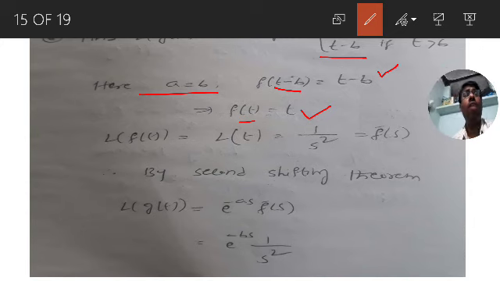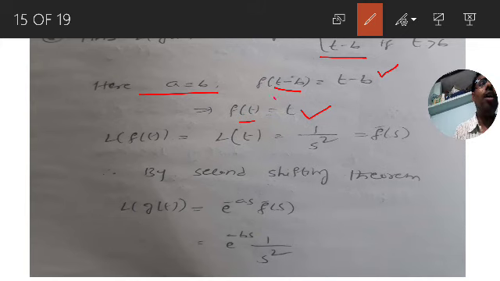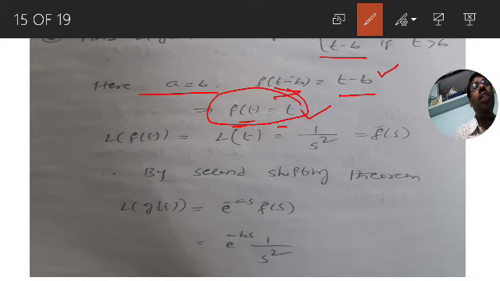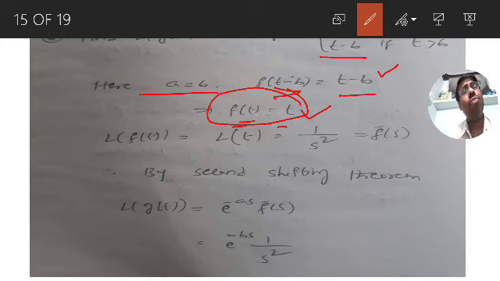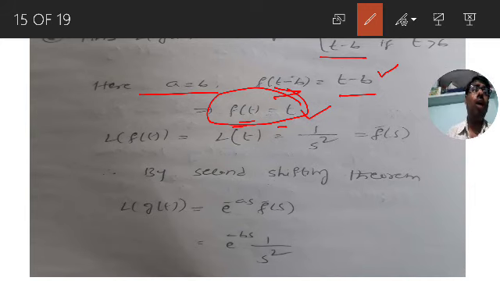Are you able to get it? F of t is equal to t. At place of t minus b, substitute t. So here t minus b, here also t. So f of t is equal to t we got. This is what we need to get. From the question itself, we get f of t minus b, where a is equal to b. Now from that you are able to find f of t. Now we got f of t is equal to t.